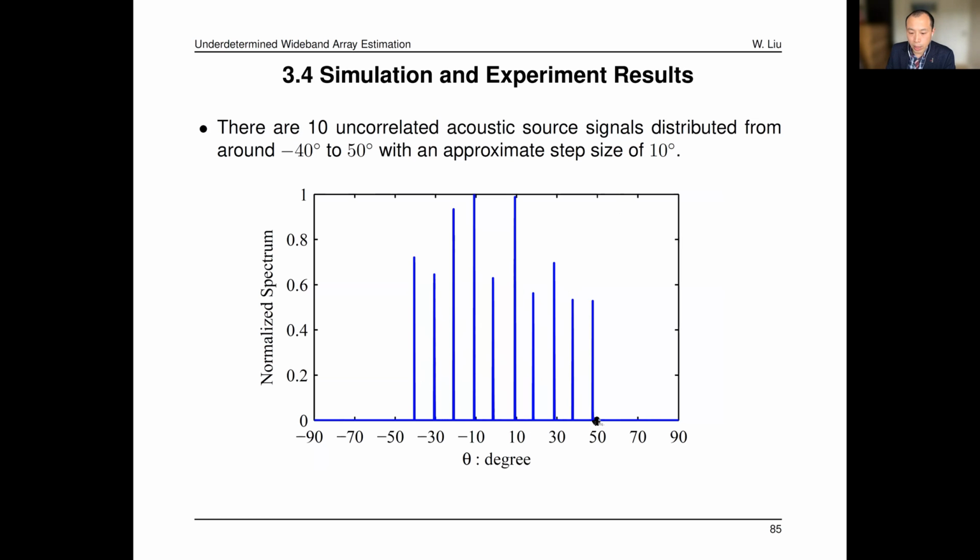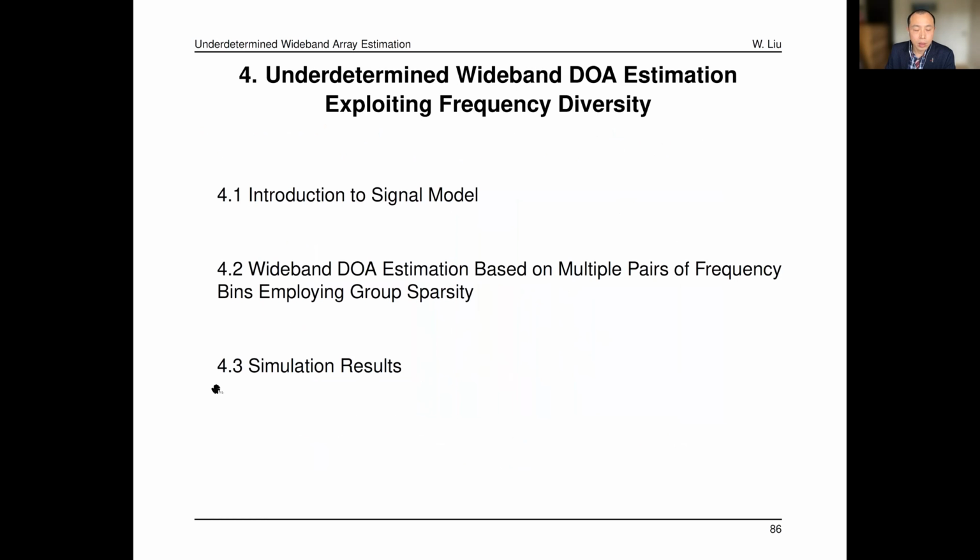Certainly there's a little bit of error. You see here 50 degrees, right? There's error here, but roughly, all of them have been identified successfully. Okay, so this is the simulation and experimental results for this section 3.